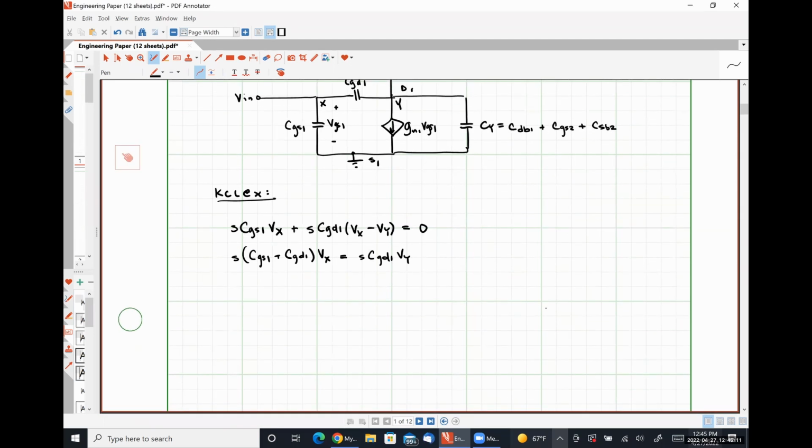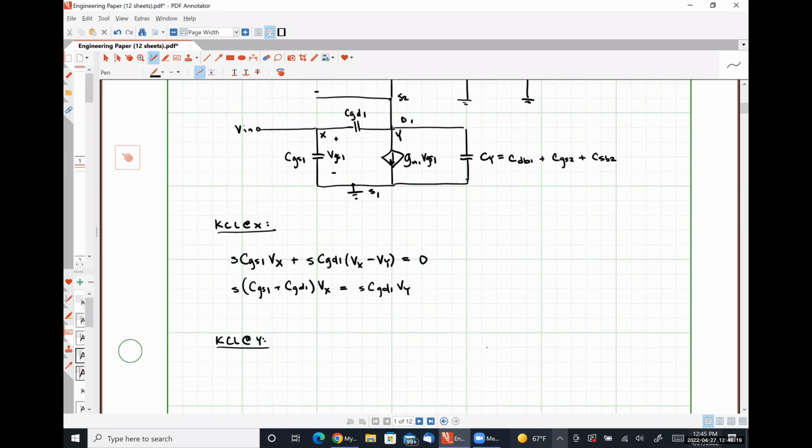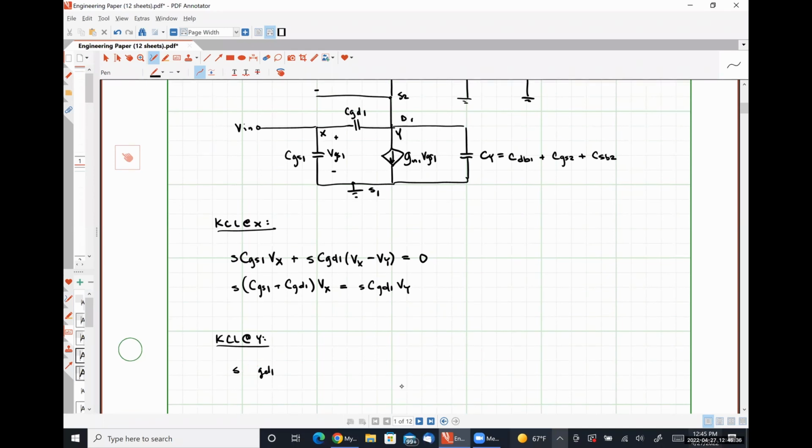Now we're going to apply KCL at node Y. So we have a current flowing to the left through our capacitance CGD1. So that's going to look like S CGD1 (Vy minus Vx). Sorry, there should not be a parentheses there.